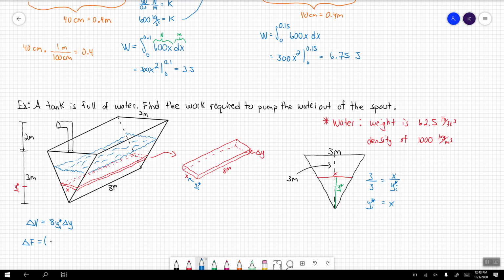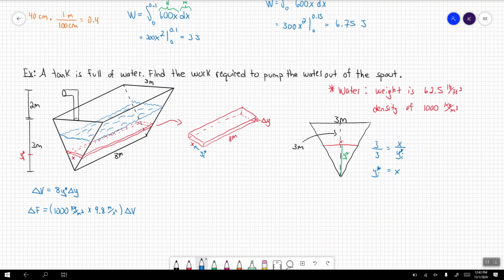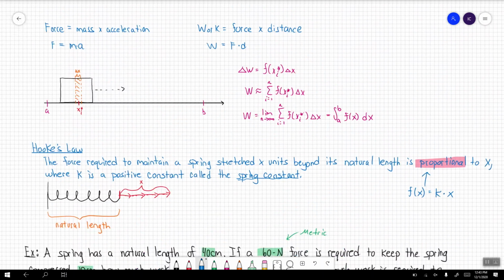So we then take the 1,000 kilograms per cubic meter, and we multiply this by the gravity constant, which is approximately 9.8 meters per second squared. Now, this isn't the force that we are looking for yet, but this is a force that we have. And we're going to multiply this force times our volume.